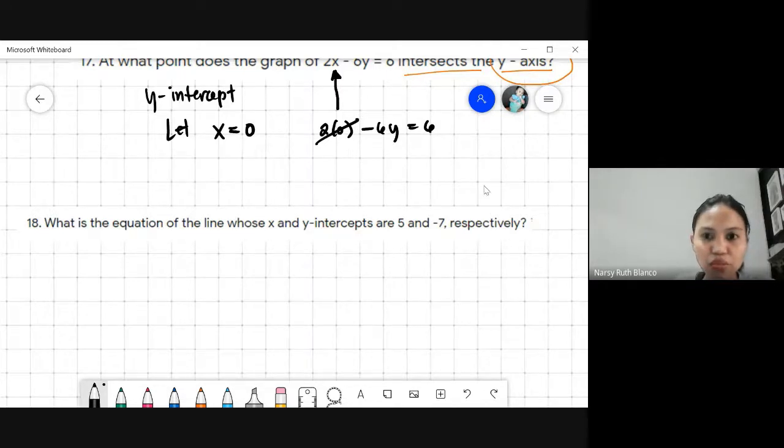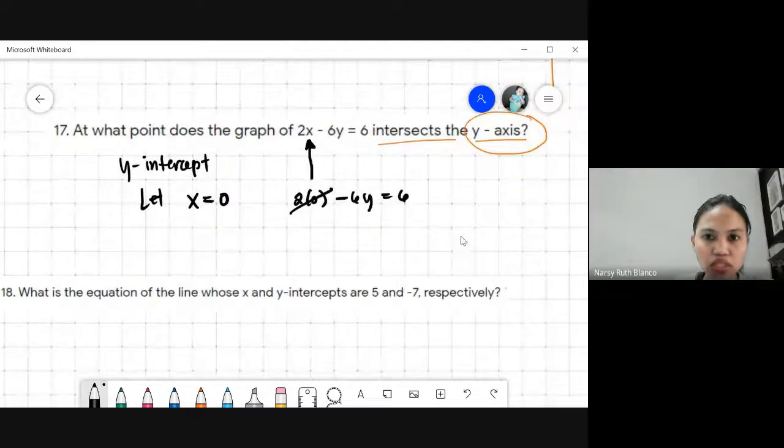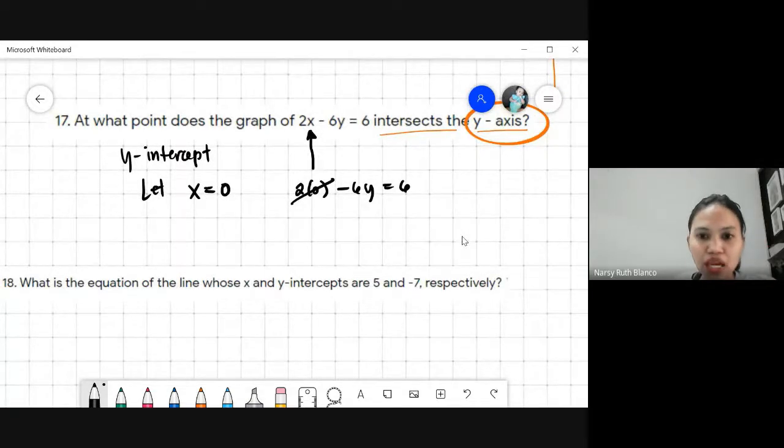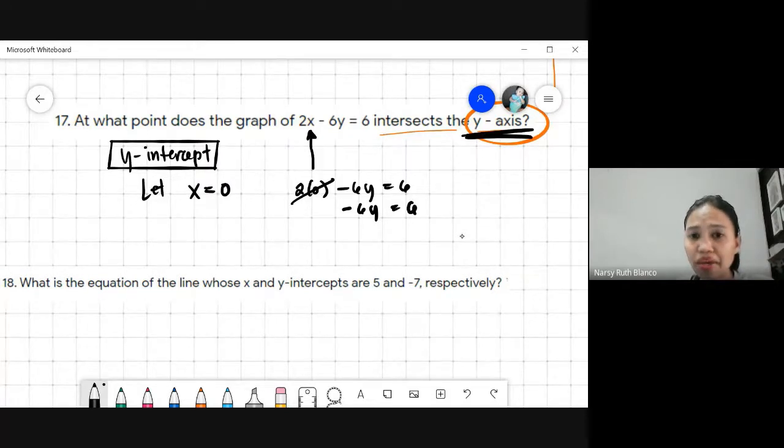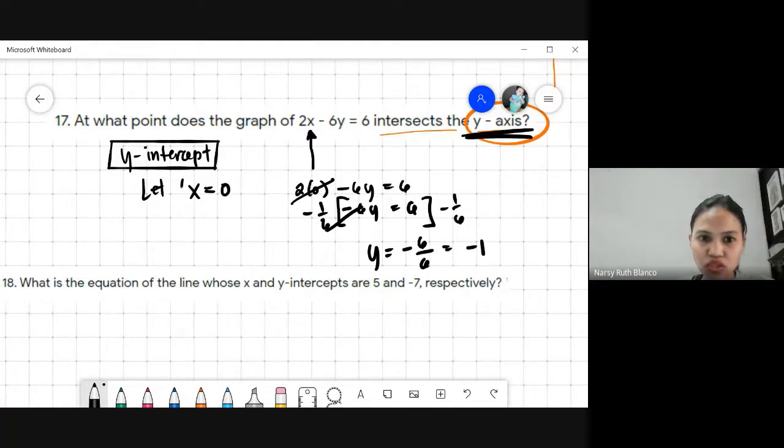Okay, so back to number 17. Let us finish this up to 20 before I give you the link. So, negative 6y equals 6. Again, we are looking for the y-intercept, because it is the point where the graph 2x minus 6y equals 6 intersects the y-axis. To solve for y, multiply by the reciprocal. You get y is equal to negative 6 over 6, which is just negative 1. So, you now have your ordered pair for the y-intercept.